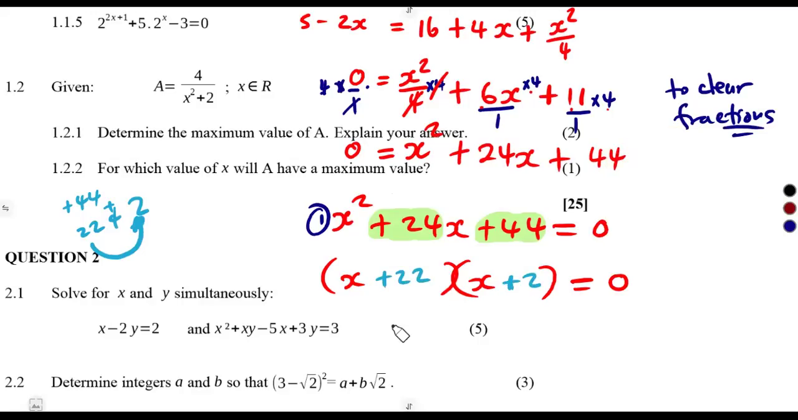So from these, let us find the x values. The positive 22 to the other side will be what? Negative. Or x is going to be what? The positive 2 to the other side is going to be what?